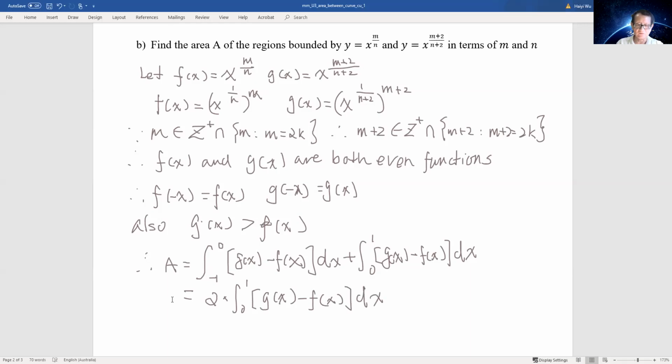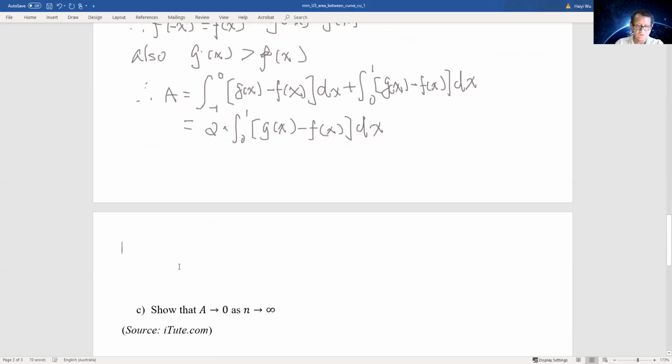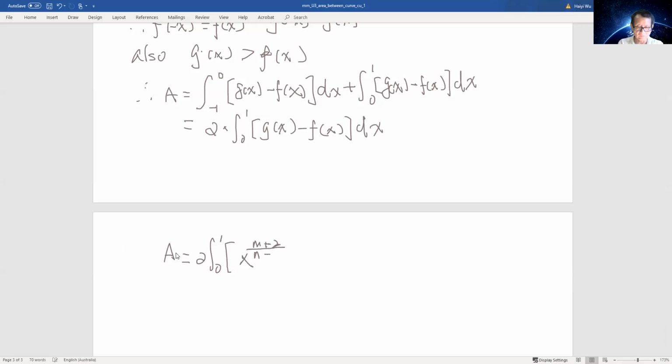All right, so now we simplify that, then we substitute into our equation. So I'm going to move to the next page. So therefore A equals 2 times the integral from 0 to 1. So let's put in g(x), which is x to the power of m plus 2 divided by n plus 2, minus x to the power of m divided by n.